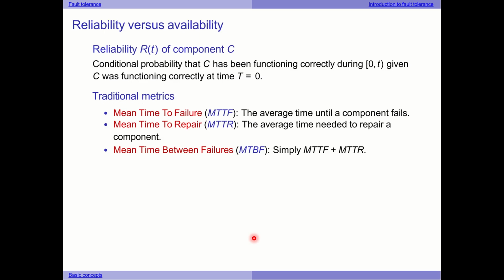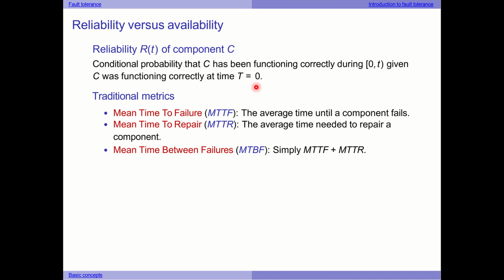Let us talk about two of the main requirements of dependability, which are reliability and availability. Reliability, denoted as R(t), is the probability that a component has been up and running continuously in a certain interval of time. We need to make sure that the given component was functioning correctly at time 0, for example.